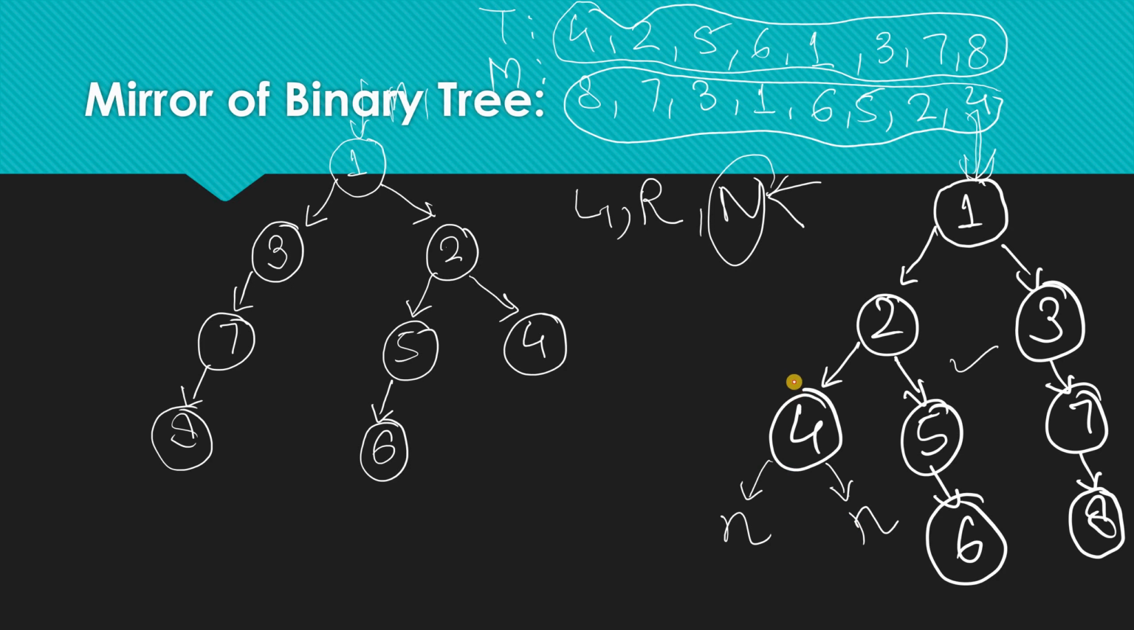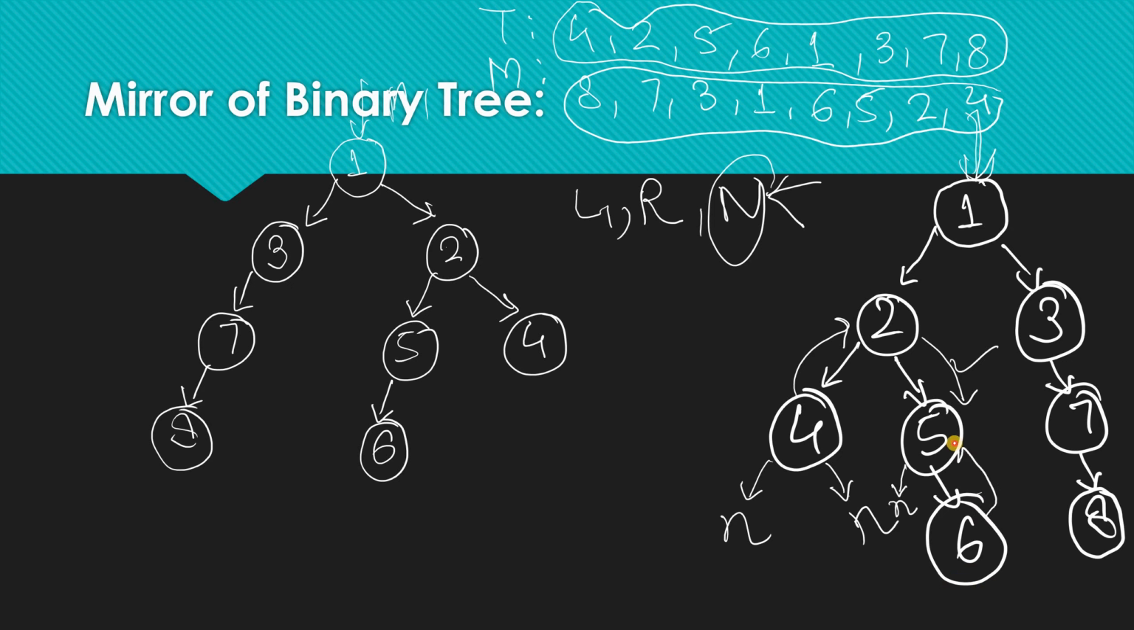After this, what will happen? We'll go to 2. We explored the left side, so we'll explore the right side of 2. So we'll come here. Now we will go into the left side of 5, which is null. So we'll go into the right side of 5, which is 6. We'll go into the left side of 6, which is null, and the right side of 6 is also null. So we'll swap both of these, and as they both are null, we cannot see the change.